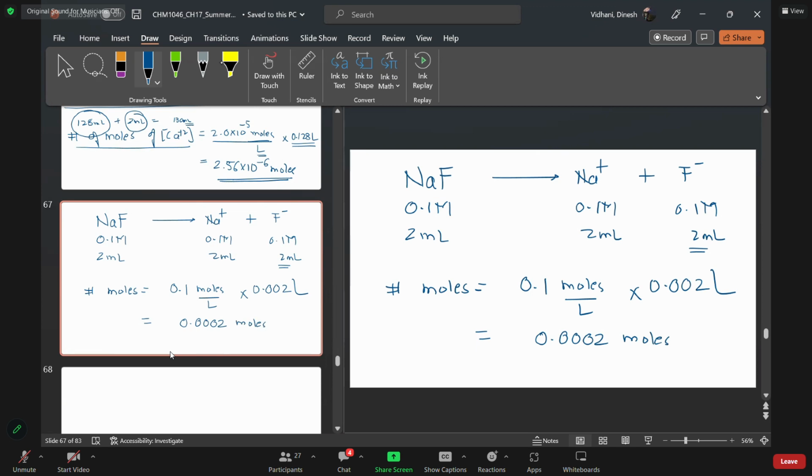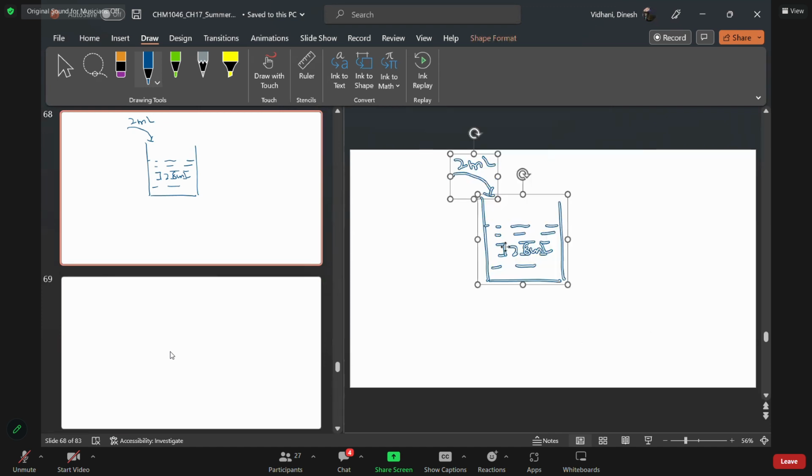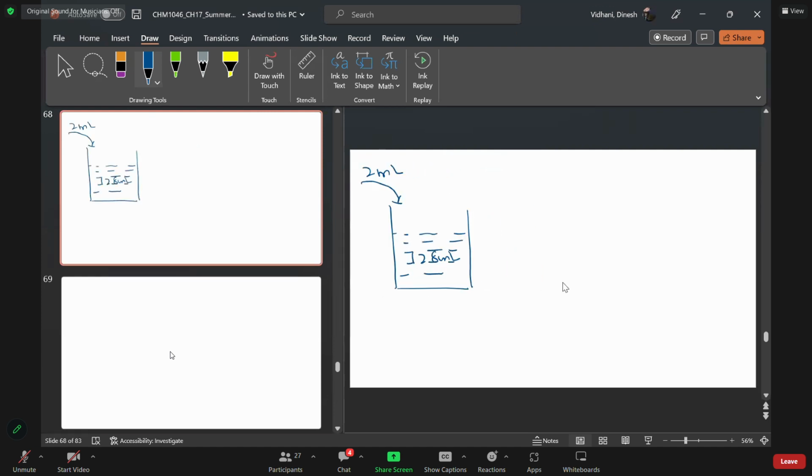Now see what happens. This was 128 milliliters initially, and I am adding 2 milliliters of my solution. In theory, there will be a drastic change in my concentration related to the fluoride ion. How will that be now? Now, the same amount of fluoride ion will be in 130 milliliters. So I'm going to do the recalculation for each one of them.